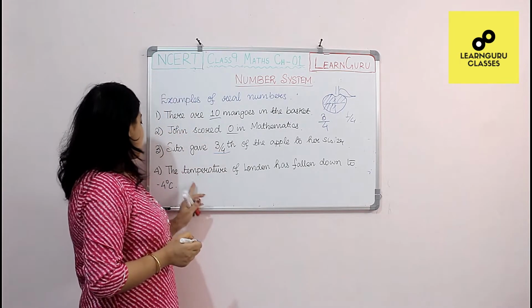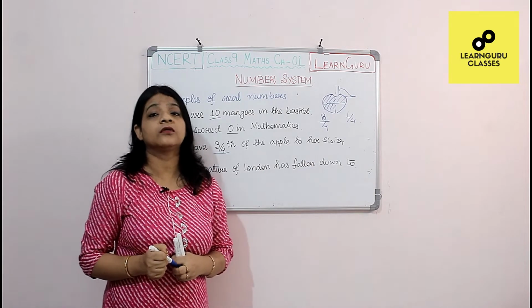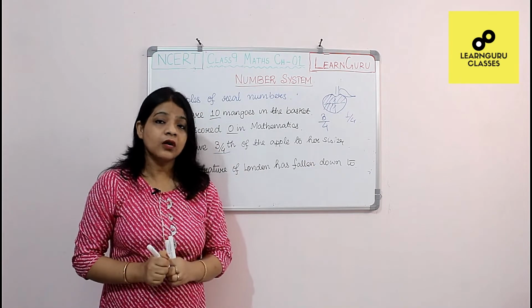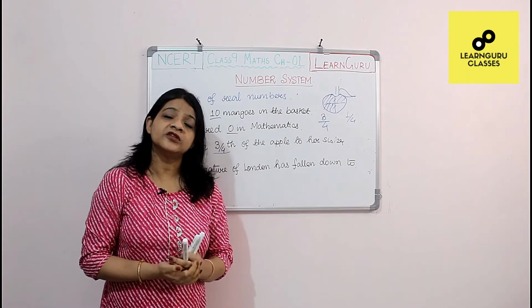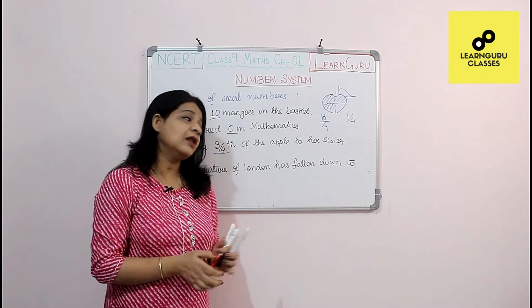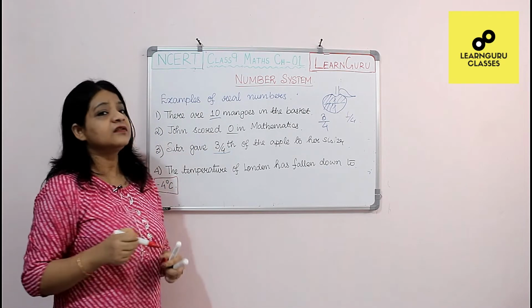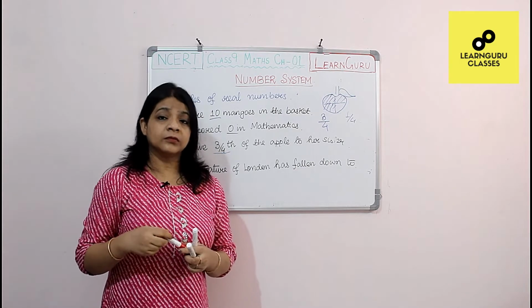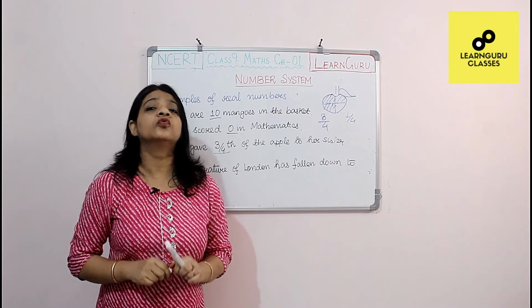Next is: the temperature of London has fallen down to -4 degrees centigrade. We all know that London is a very cold place, so often the temperature falls down to the negative scale. So -4 degrees centigrade also represents a number that represents quantities related to the practical or true world.